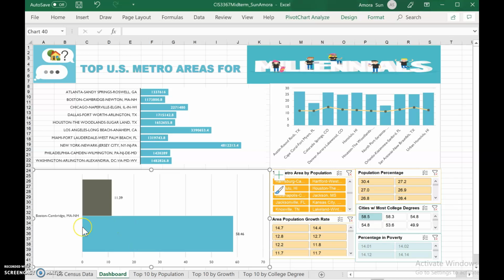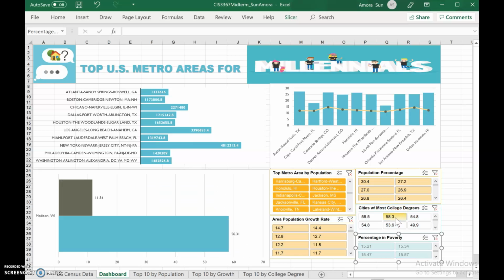The largest population with college degrees in the US is actually in Boston, Cambridge, Massachusetts, and New Hampshire area, with a very low poverty rate of 11.39%, which is actually below the national average of, I believe, today, when I researched on Google, just over 12.39%.